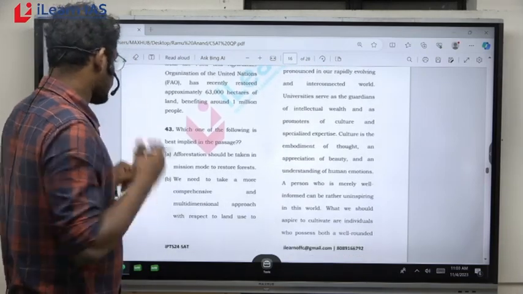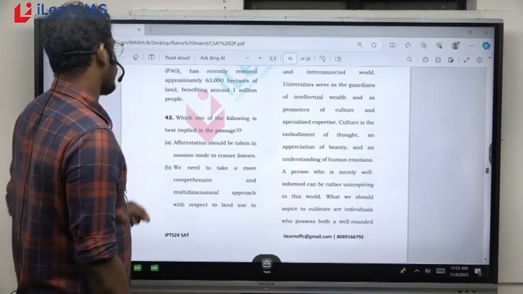Okay, moving to the next question, question number 43. Which one of the following is best implied in the passage?